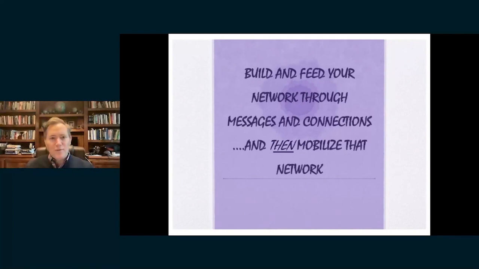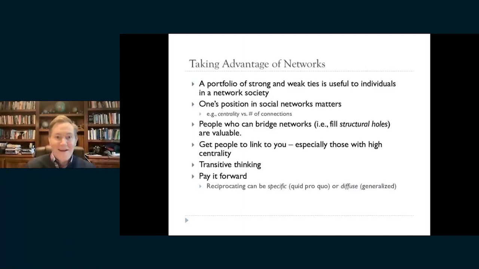And then you're going to want to keep feeding that network. You're going to want to build that network with the messages and connections, and then mobilize the network by getting them to buy whatever you're selling. I want to leave some time for questions.